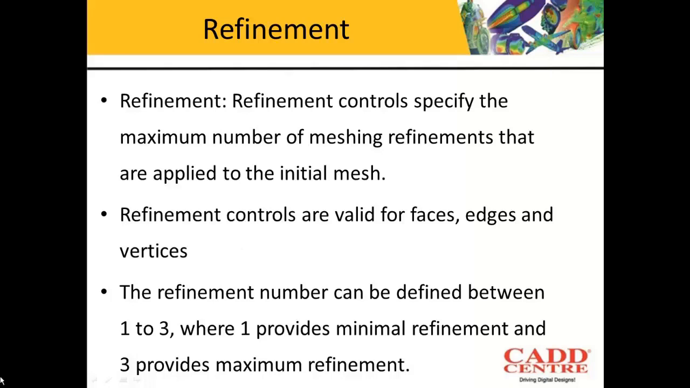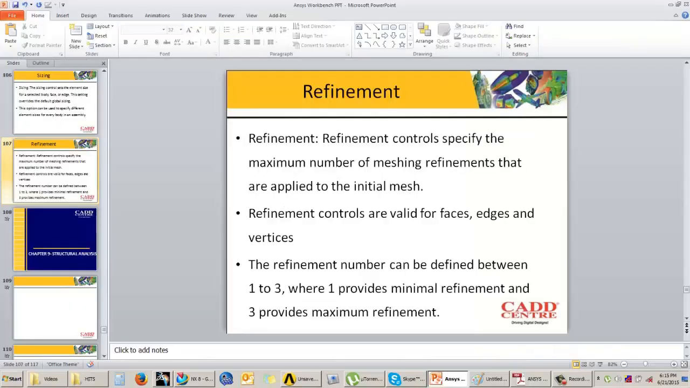Once you get the meshing, if you still want to refine the meshing to the next level, you can use the refinement option. And this refinement option is only valid for faces, edges and vertices. That means this refinement cannot be applied on solid geometries or solid bodies. And the refinement control is between 1 to 3. Okay. So now let us understand how to use both these options.